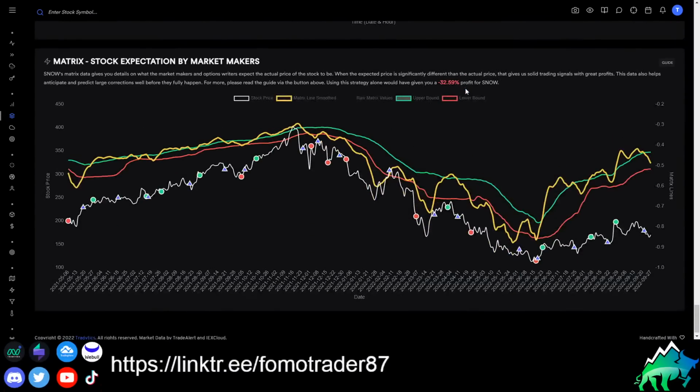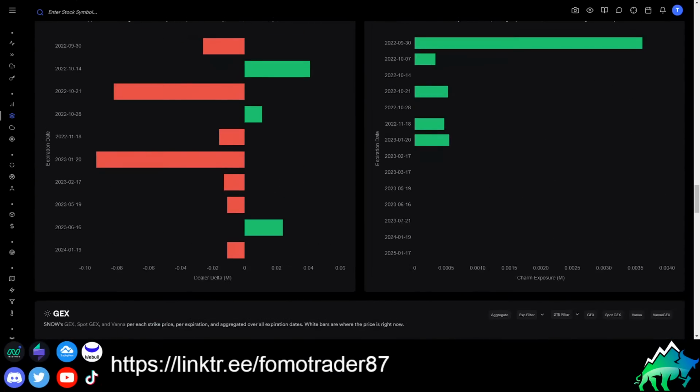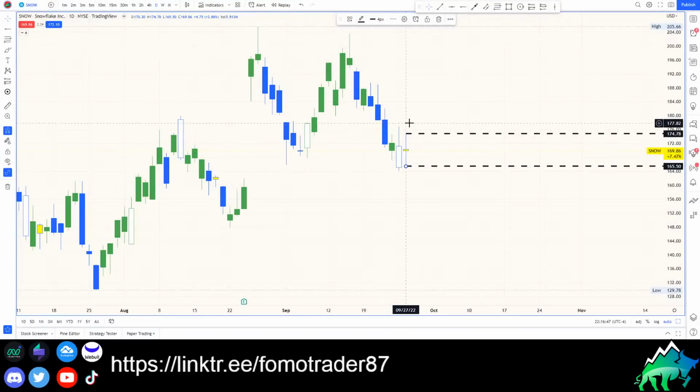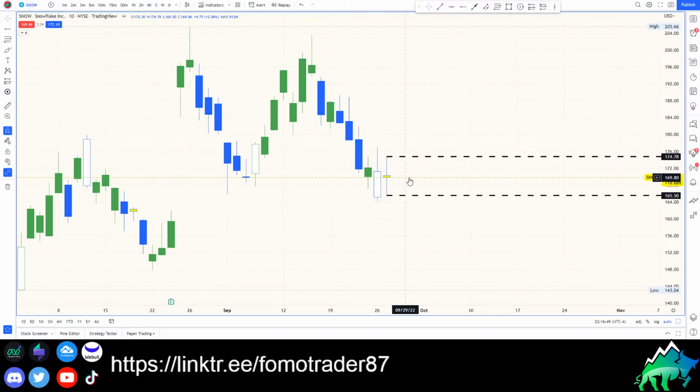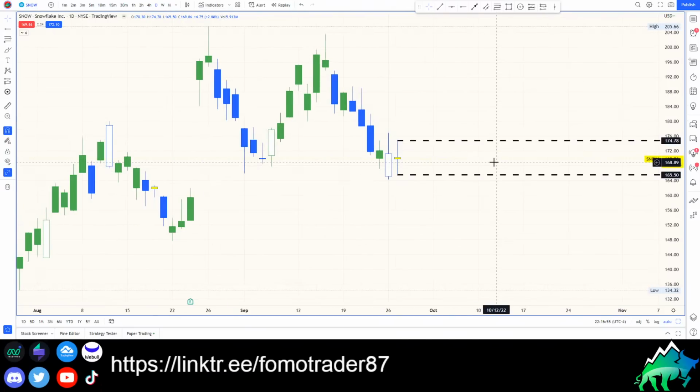I do like this for a potential play, being that we do have an outside to inside. We could see an explosive move from this consolidation. So this is worthy of my watch list as well.